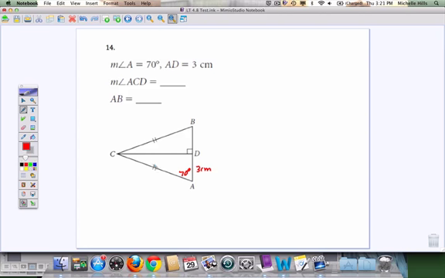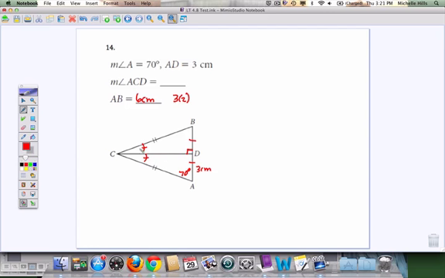Well, again, if this is isosceles and if this is an altitude, it means that this angle is bisected and that this side length is also bisected. So, that means if this is 3 centimeters, this is 3 centimeters, the distance from A to B is just 3 times 2, which is 6 centimeters.